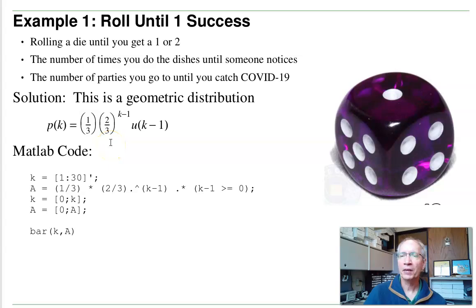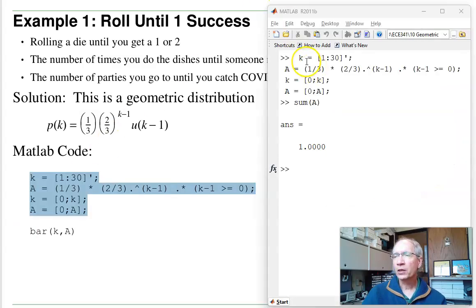In MATLAB, I have to go out to infinity, which is kind of a problem. So pick a number that's large, so large that when I truncate it, I don't lose any area. So pick a number like 100 or 30. This has a mean of 3. If I go 10 times the mean, the area isn't 0, but it's pretty close. And if you're wondering, did I go far enough? This is the sum of A. It's almost 1.